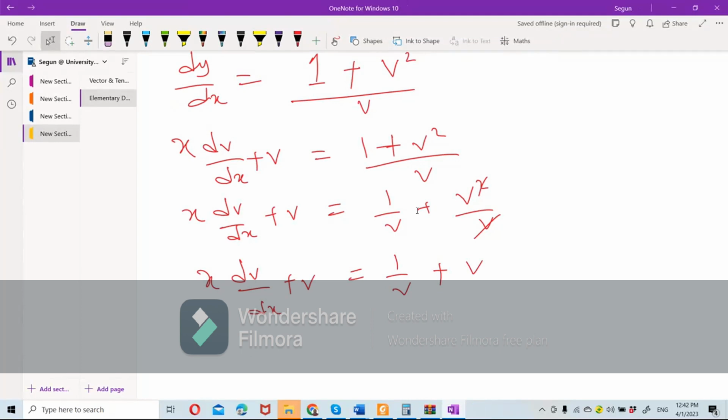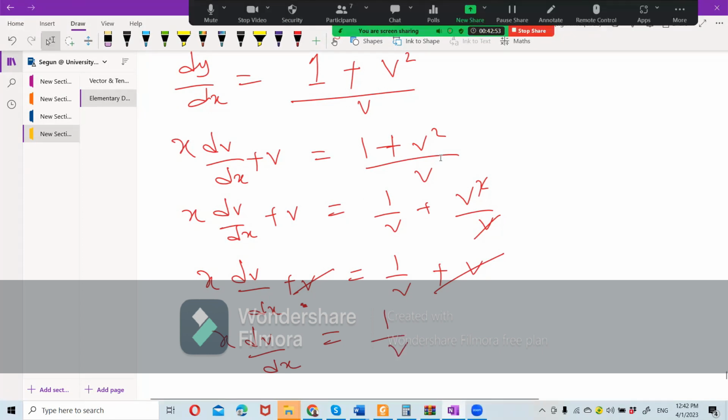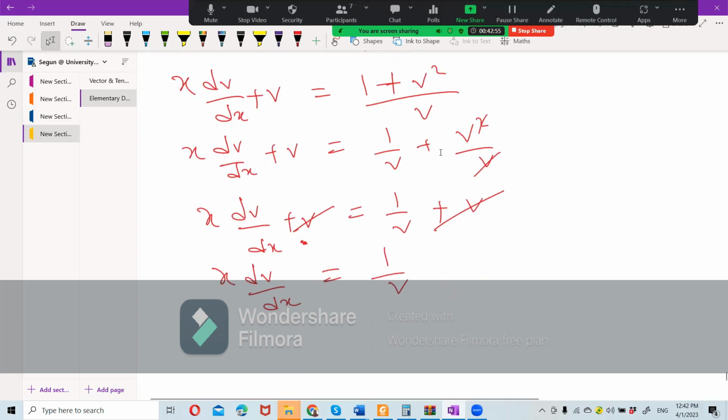Now, I can take the v from here to the other side. You agree with me that this cancels this automatically? Because if this moves to the other side, it turns negative, or if this one comes here, it also turns negative. So we have now x dv/dx equals 1 over v. Any question? Silence means no question. Okay, let's proceed.